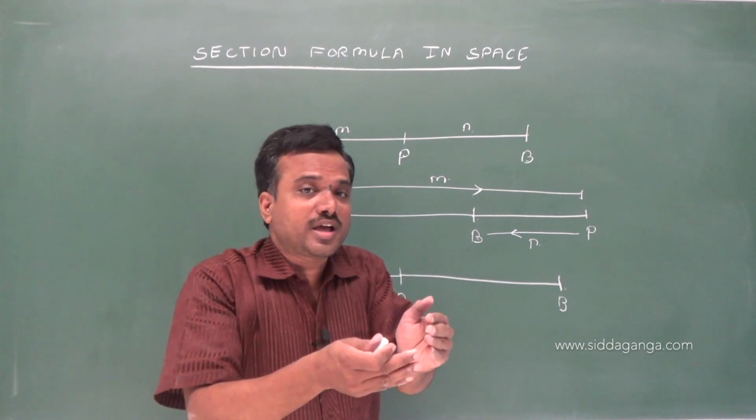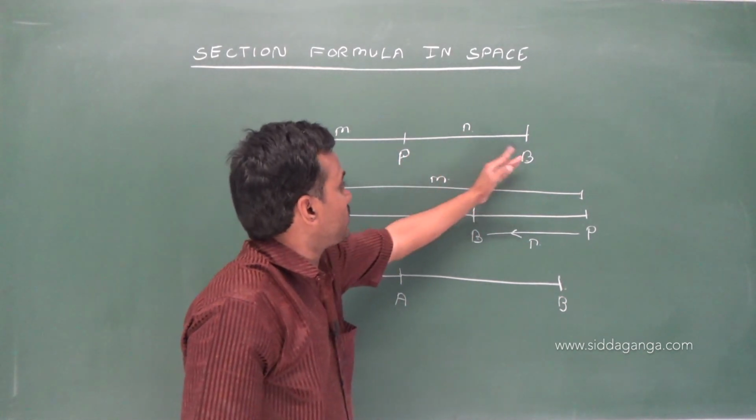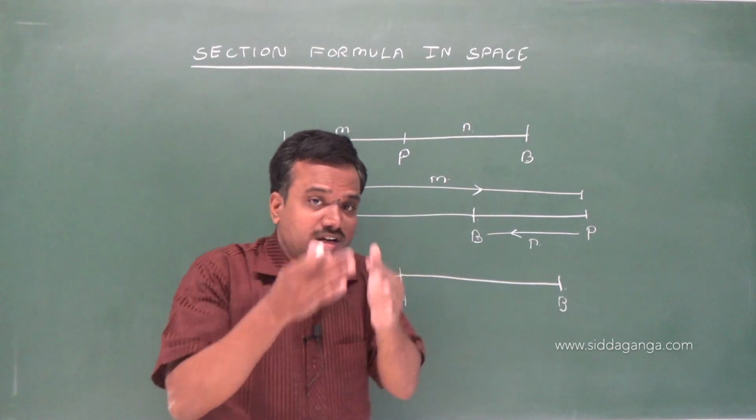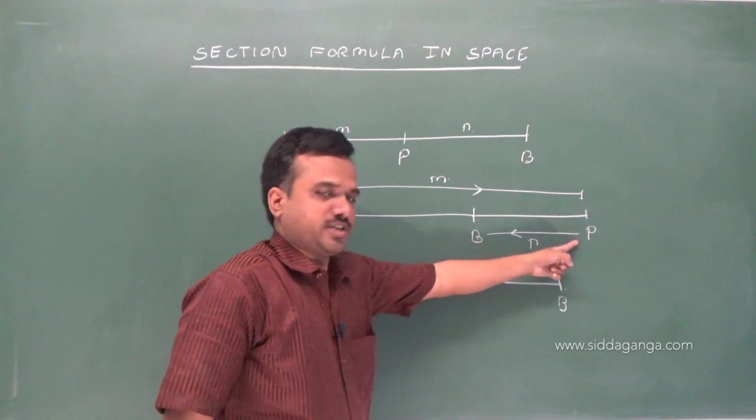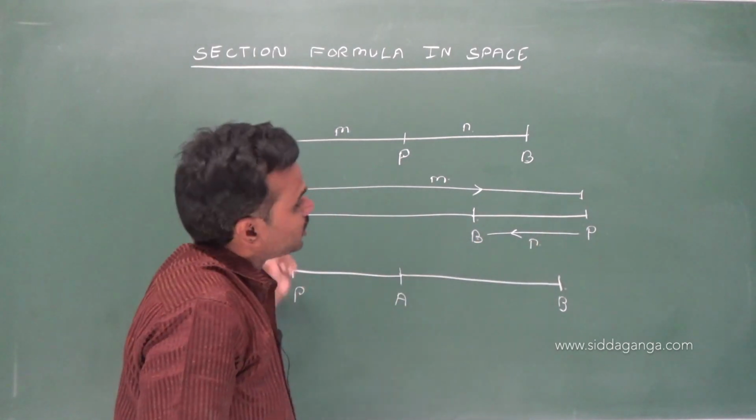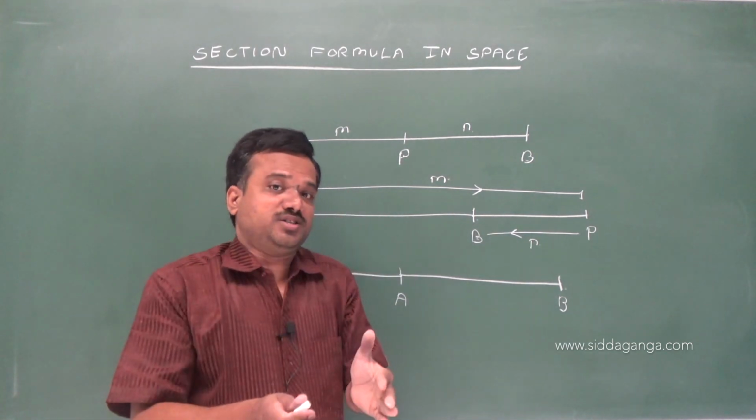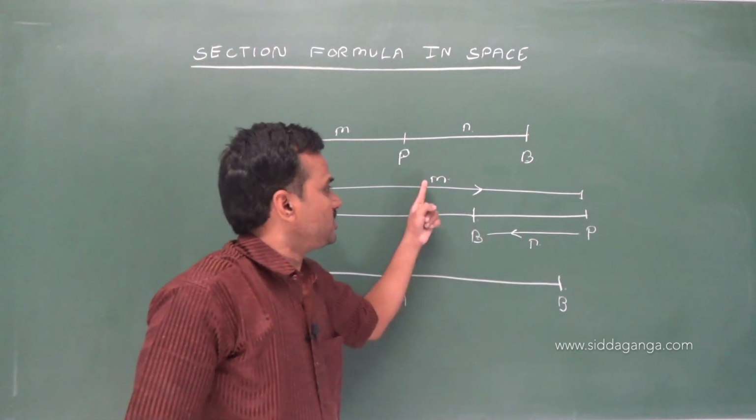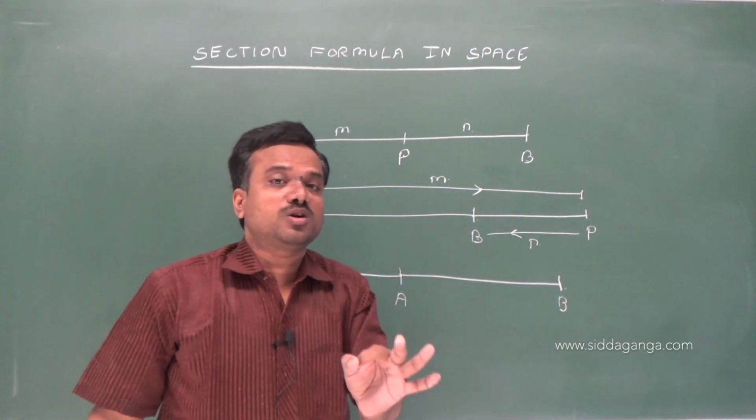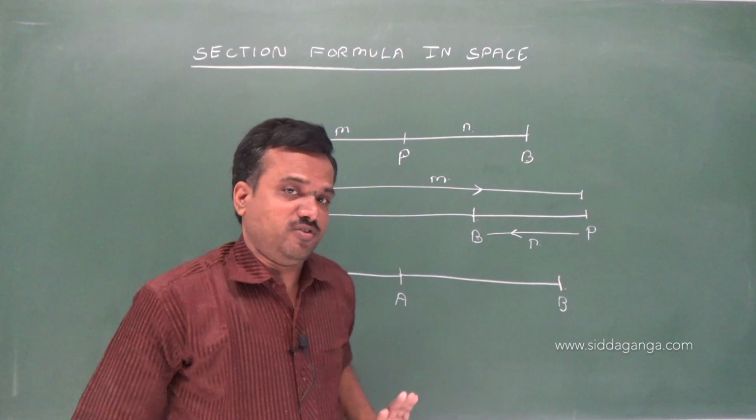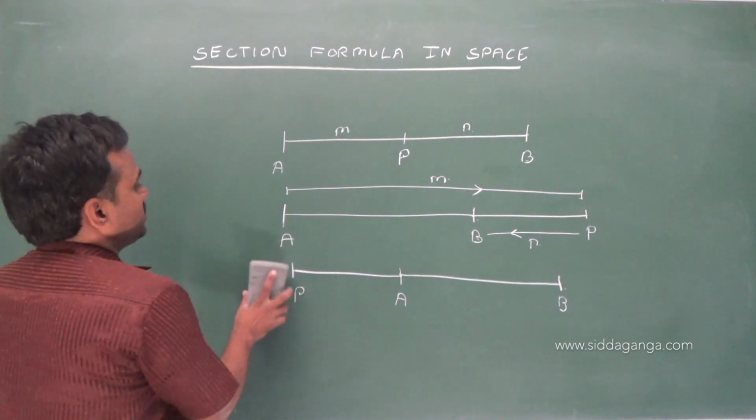If P point lies inside of AB and divides the line joining 2 points in the ratio m is to n, then that division we call it as internal division. If P point lies outside of AB or outside of BA, and divides the line joining 2 points in the ratio m is to n, that type of division we call it as external division.